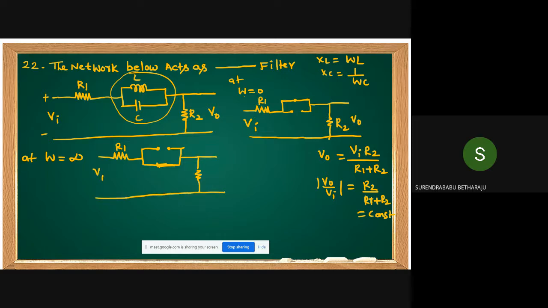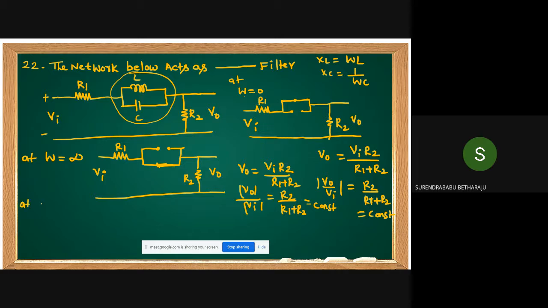Okay, this is Vi, this is the V0. Then what is V0, students? It remains the same. Vi into R2 by R1 plus R2. Then what is V0 by Vi? V0 by Vi equal to R2 by R1 plus R2. Understand or not? Okay, this is constant. At high frequency also it is constant characteristics.